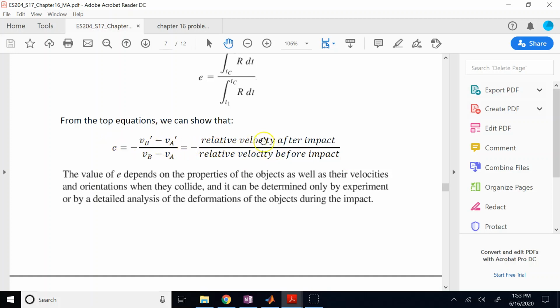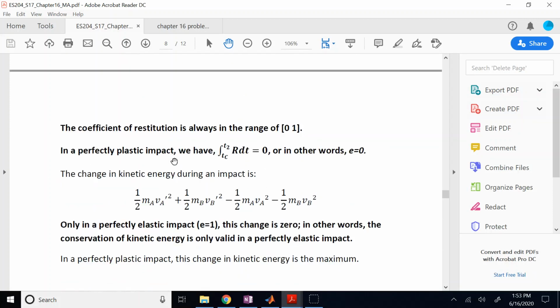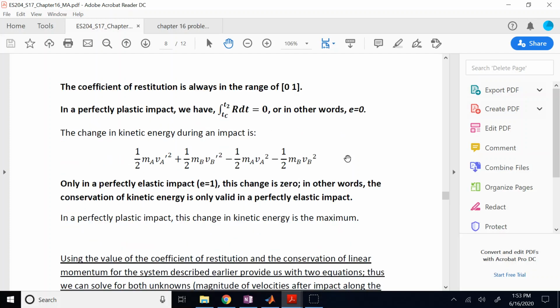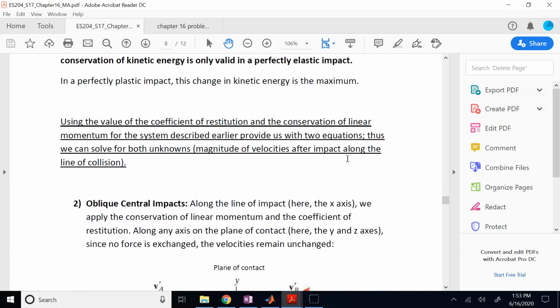And when this one is given to us, that's a second equation. Using this one and the previous one, we can solve for, let's say, the two velocities after impact if the ones before impact are given. Okay, so we have two equations. In general, we learned that if E is 0, the impact is perfectly plastic, which means the objects stick together after impact. If it's 1, we call it perfectly elastic, which means no kinetic energy is lost and the objects will not deform as a result of impact.